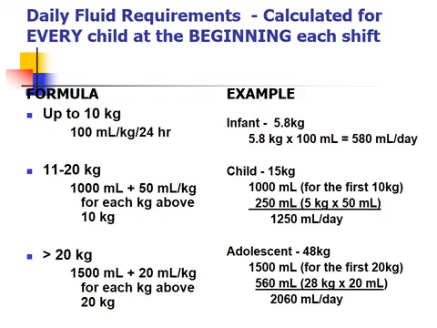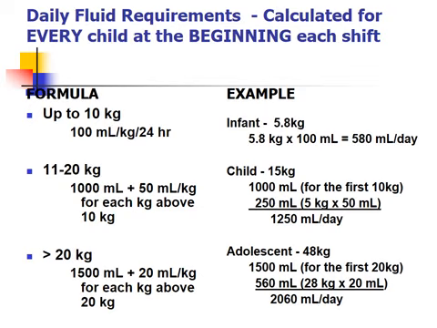So if you had an infant that weighed 5.8 kilograms, you'd take 5.8, their weight, times the 100 mLs. And so that baby would need 580 mLs per day. Now remember, these are minimal fluid requirements. They can get more than that, but you want to make sure that that's the minimum that they would get.